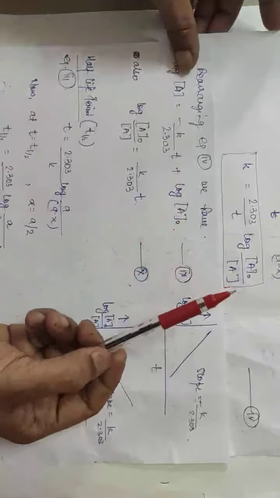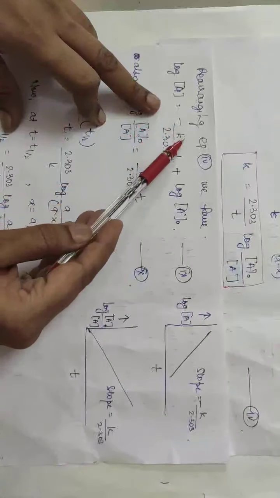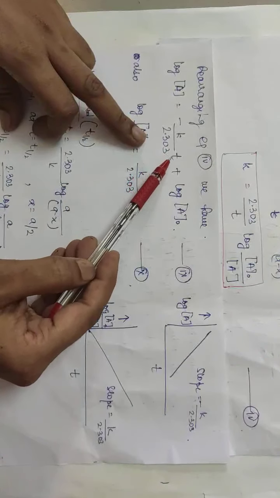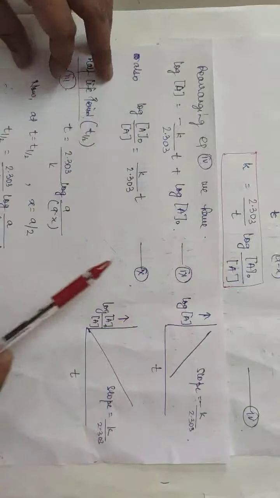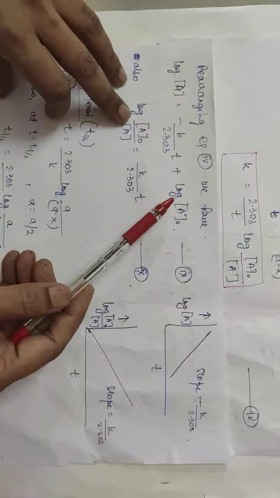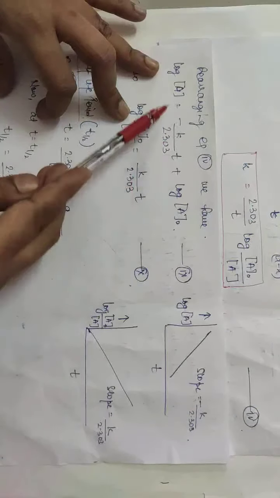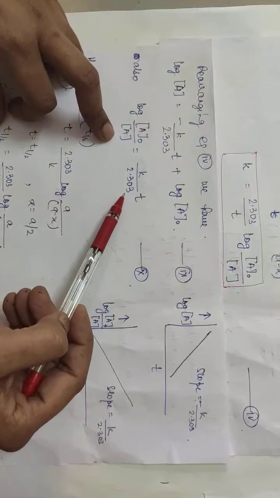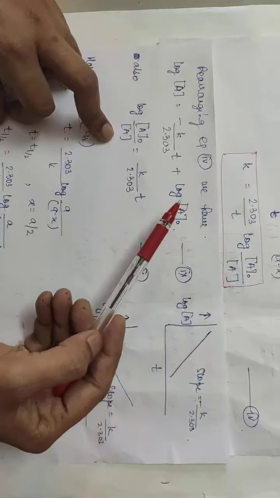Now rearranging this equation, we can write log A is equal to minus k upon 2.303 into t, plus log a naught. Also, taking both the logs on the same side, we can write log a naught upon a is equal to k upon 2.303 t. This is also a form of this equation.